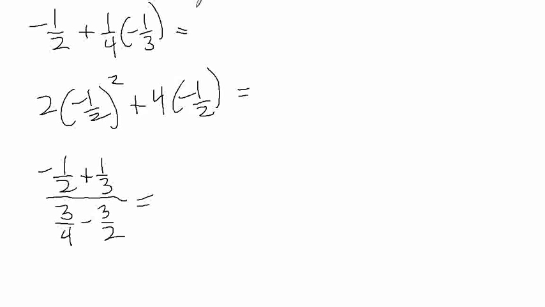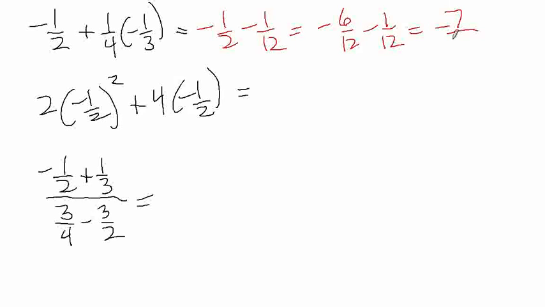So looking at the first expression, I have to do the multiplication first. That gives minus a 12th. Now I need to make them both have the same denominator. And then finally, I can do the difference, and I get minus 7 over 12.